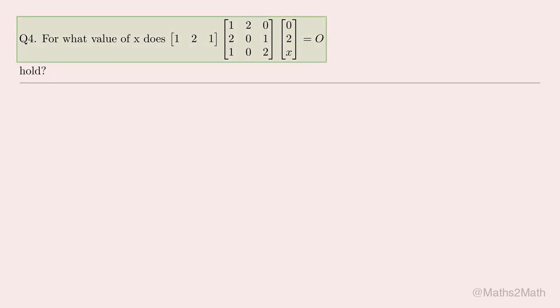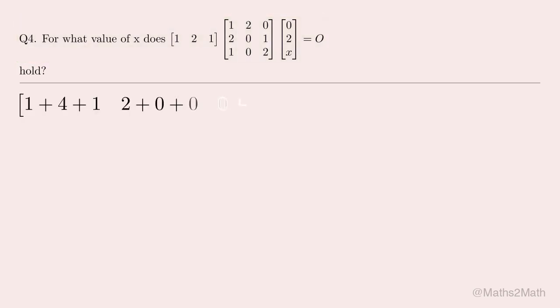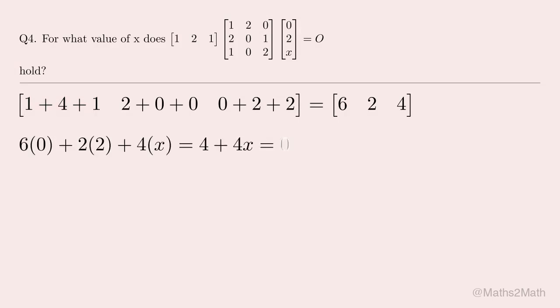Question 4. A row, a square, and a column multiplying down to a single number that must vanish. A row, a square matrix, and a column with x in it. The triple product must be the zero matrix. First the row times the square matrix, every entry written. Then dot with the column, 0 plus 4x, which must be 0. So x equals minus 1.